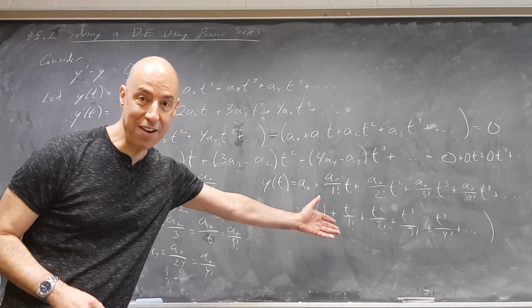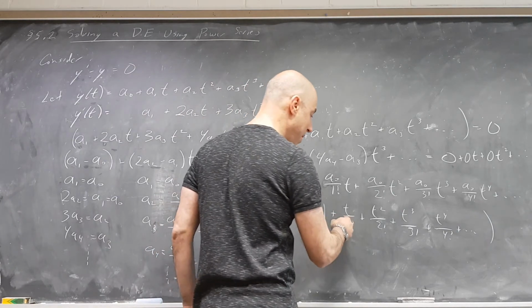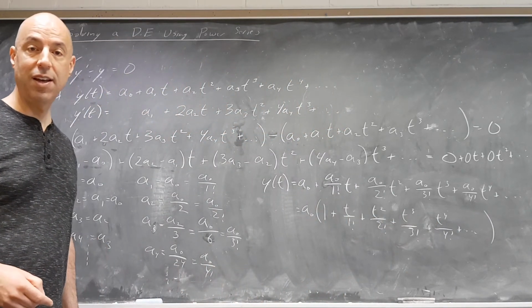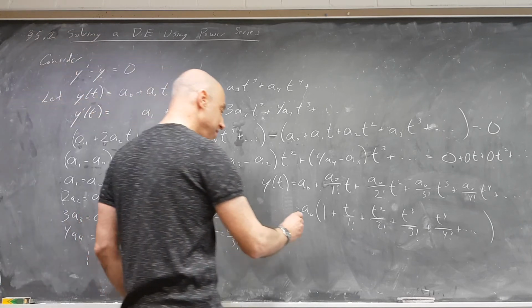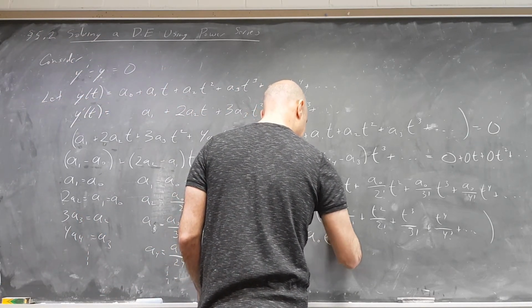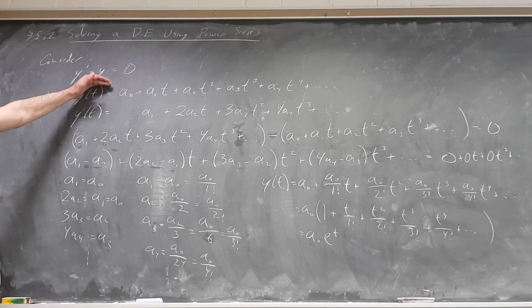And here we actually have an answer. If you want it in simpler form, remember I asked you to memorize this power series. That's just e to the t. So this is just a naught times e to the t, a constant times e to the t, and we knew that that was the solution to this differential equation.